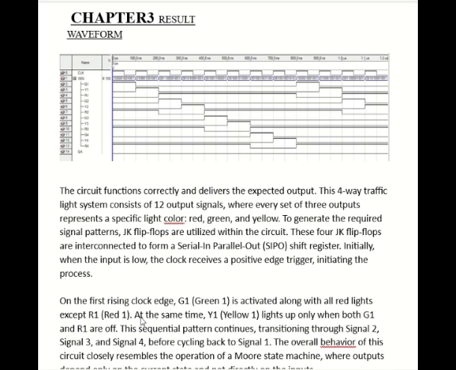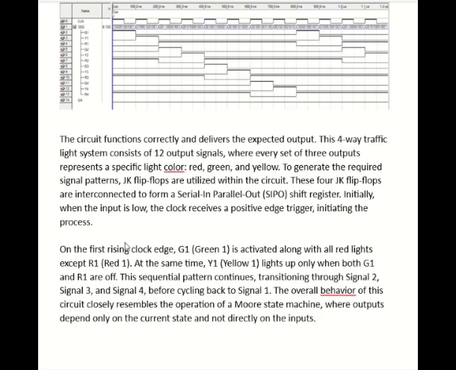This is our waveform result. The circuit functions correctly and delivers the expected output. This four-way traffic light system consists of 12 output signals, where every set of 3 outputs represents specific light colors: red, green, and yellow. To generate the required signal pattern, JK flip-flops are utilized within the circuit. These 4 JK flip-flops are interconnected to form a serial-in parallel-out (SIPO) shift register.